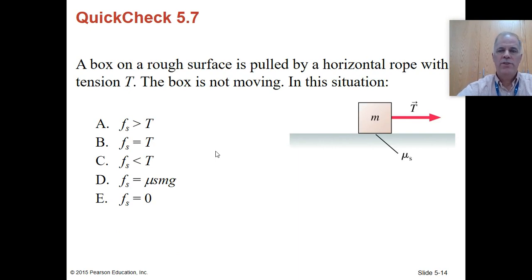Box being pulled across a rough surface. That implies that there's friction. Okay, so the force is equal to the tension. And I think that's Newton's third law rather than Newton's first law, but we'll go with it. Anyway, whatever the tension is, the friction has to balance it because it's in equilibrium.